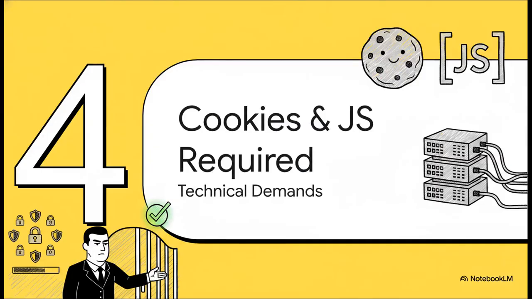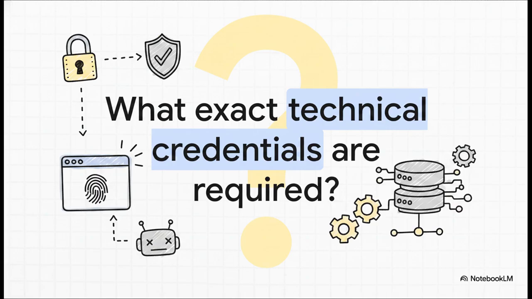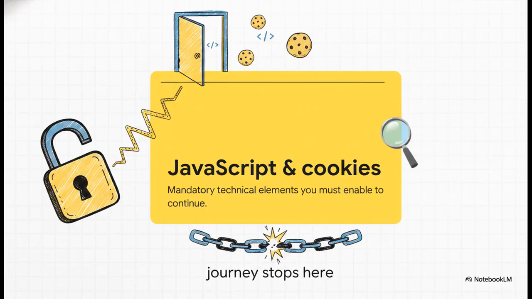Okay. On to Section 4, cookies and JavaScript required. So what exact technical credentials are required to continue? Passing the bot check was Phase 1, right? But Phase 2 requires your browser to hand over a specific digital ID to complete the transaction. What exactly are they asking for? Well, you absolutely must have JavaScript and cookies enabled. These are mandatory, technical elements. Without them, the transaction stops cold, and those digital doors stay firmly locked. It is the absolute non-negotiable condition for moving forward. If you don't have them turned on, you simply aren't getting in.